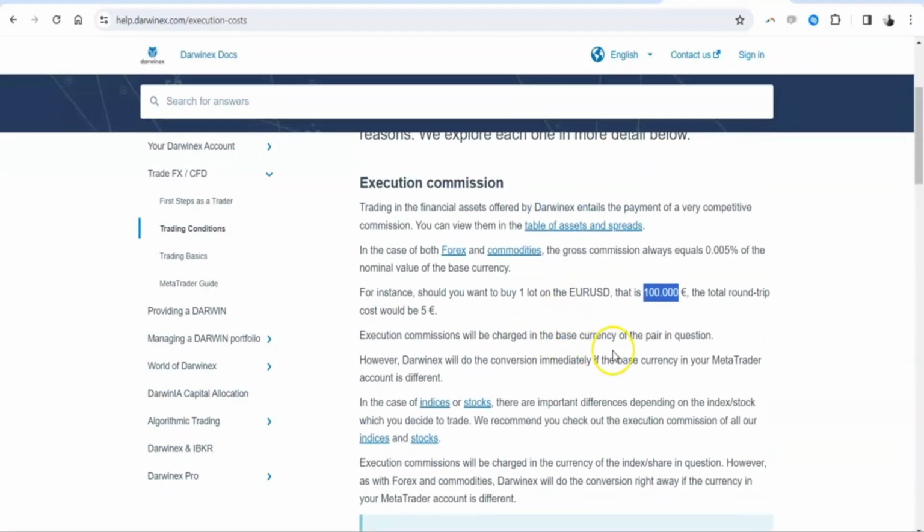And let me show you where you can find this execution cost or commission on the MT5 terminal.